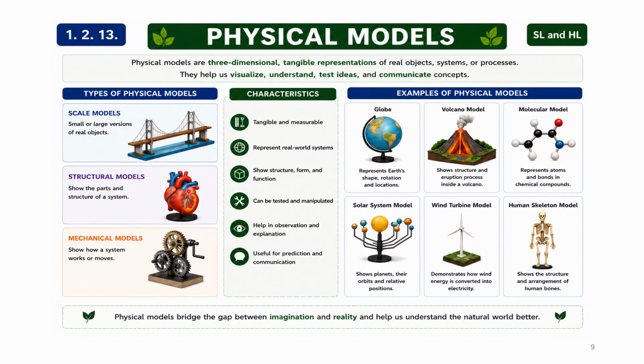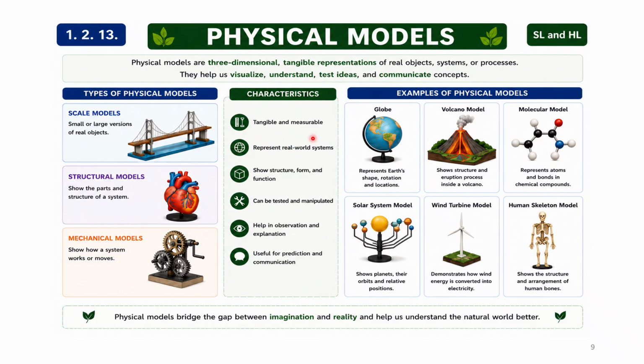Structural models show the arrangement of parts within a system. For example, a model of the human heart helps students understand chambers, valves, and blood flow. Mechanical models demonstrate movement and function, such as gears showing how energy is transferred within a machine. Physical models have several important characteristics.